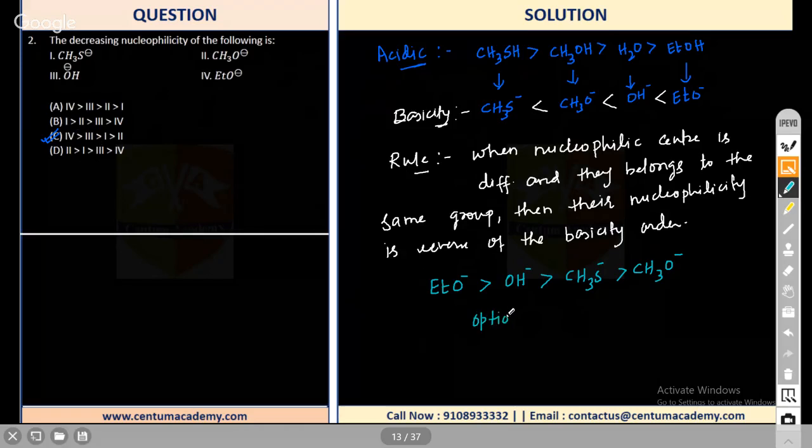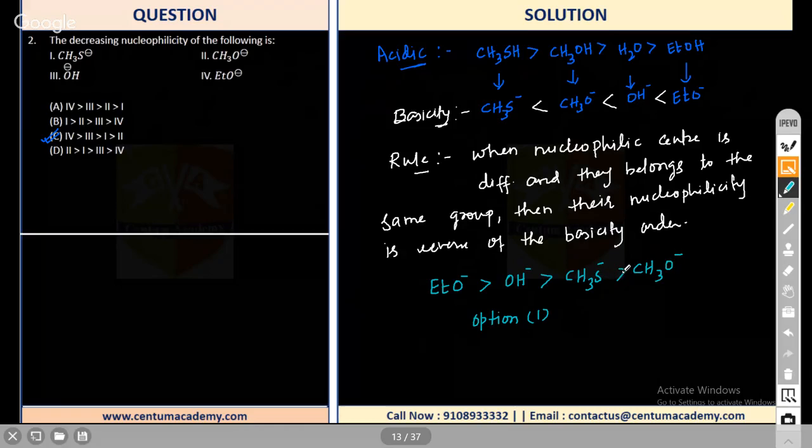Option 1. Is it clear? Nucleophilicity order is same as basicity, there's no difference in that. But one thing you have to keep in mind, when the nucleophilic center is different and they belong to the same group, then the order will be reversed. You can also compare these two like this. Oxygen with negative charge is more stable than sulfur with negative charge. Hence, the tendency for this to attack as a nucleophile will be lesser than this.